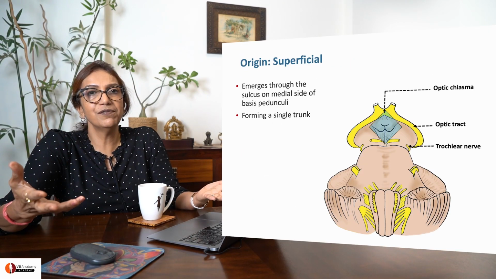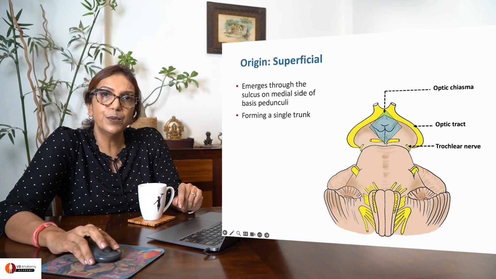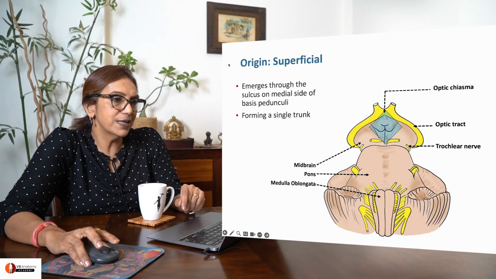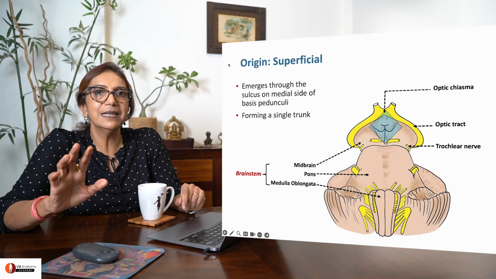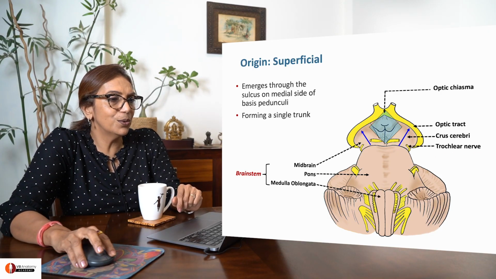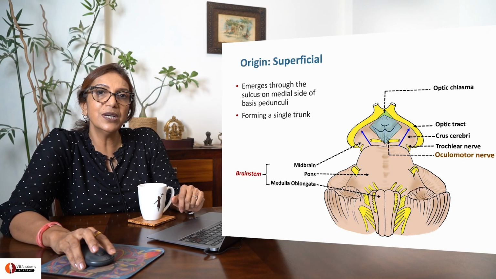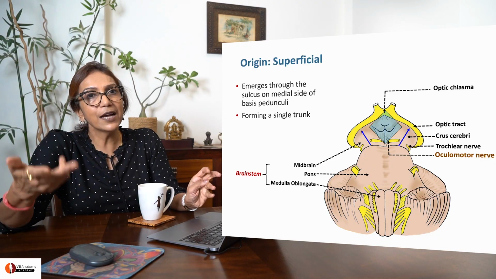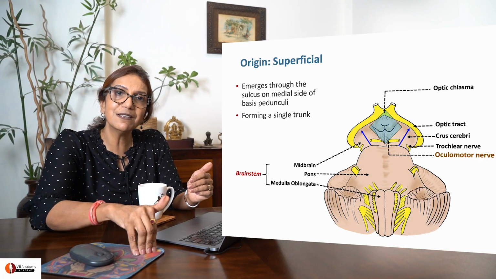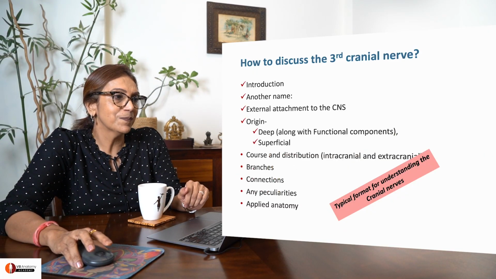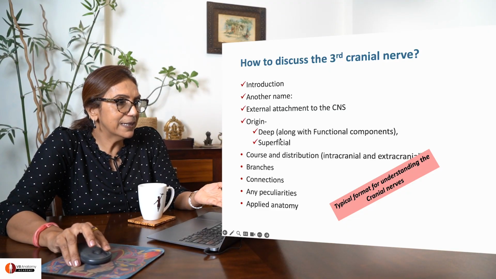Now, what about the superficial attachment? Take a look at this beautiful image. This is your medulla oblongata, your pons and midbrain, basically your brainstem. These two are the crus cerebri, and medial to them, you can see the oculomotor nerve emerging out as a single trunk. Why do I mention single trunk? Because it's actually consisting of fibers from Edinger-Westphal as well as the oculomotor nerve motor nucleus, right? Okay, so now we've completed this much.